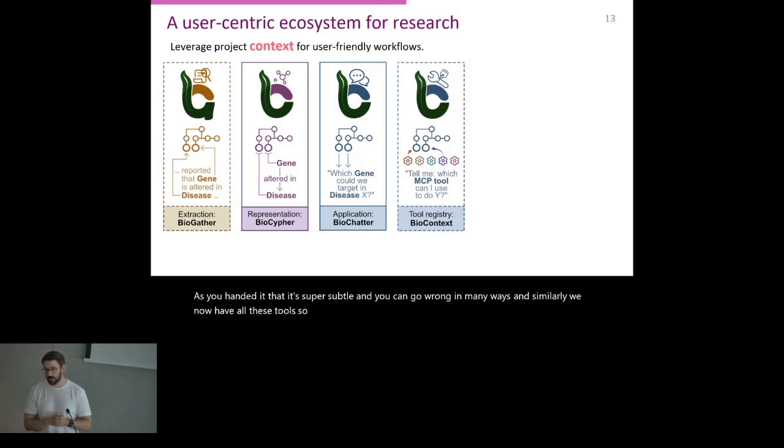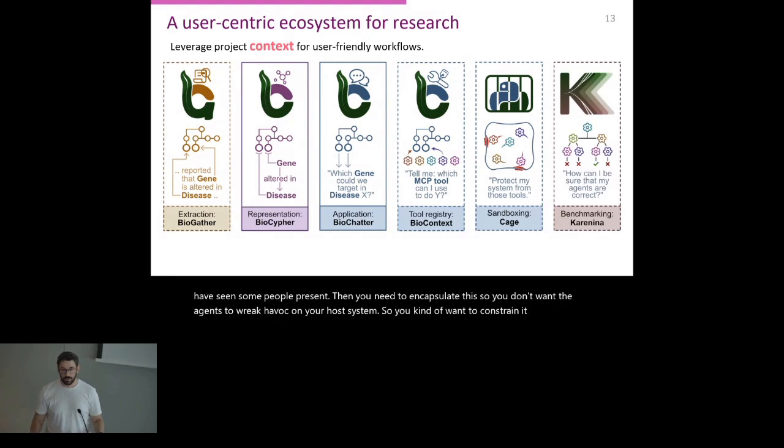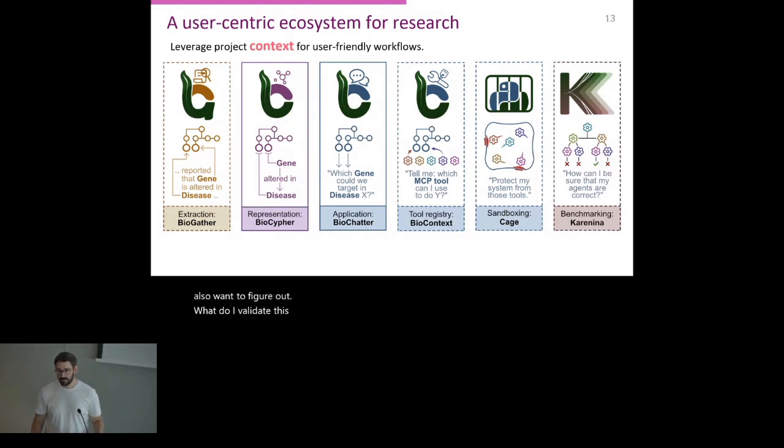So we recently, with collaborators from Denmark, started an MCP registry, which is kind of the crowdsourced alternative to the big monolithic models that we have seen some people present. Then you need to encapsulate this, so you don't want the agents to wreak havoc on your host system, so you kind of want to constrain it. And then you also want to figure out, how do I validate this even? Because this is a very complex kind of setting that we are getting into with these autonomous machines. And this is what I want to talk about later in a bit more detail.